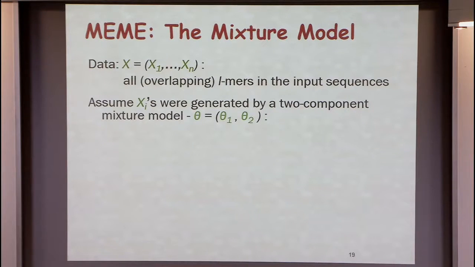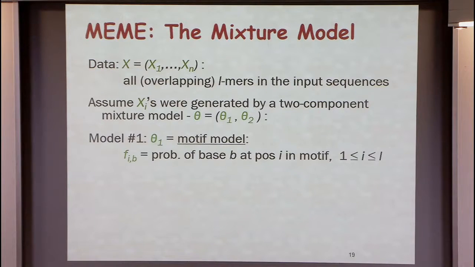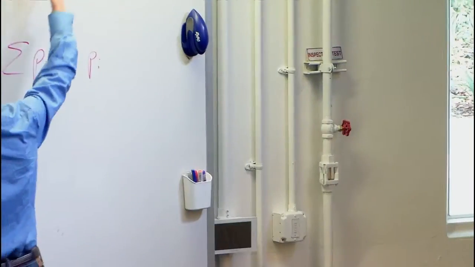So what do we do for the problem of finding motifs? The data that we are given are all overlapping Elmers in the input sequences. We can take the sequences and break them into Elmers. Then we assume that each of these Elmers is generated by either model 1 or model 2. So what is the first model? The first model is the motif model. It is generated by a position weight matrix.